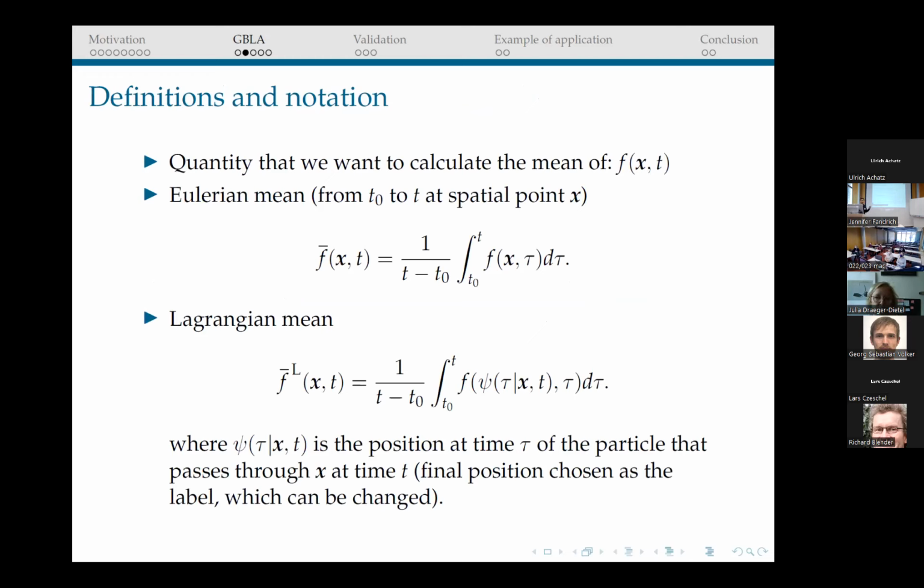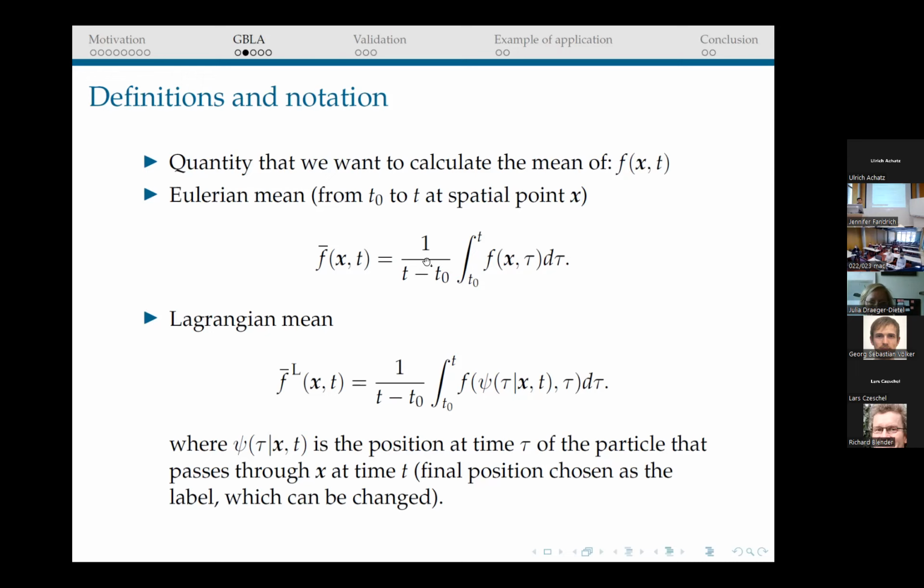Let's say the quantity we want to take the mean of is f, and it's defined over the space x and time. It can be temperature, velocity, vorticity, whatever. And then the Eulerian mean can be defined simply as this integral, which is 1 over the averaging interval times the integral of the value of f at point x during this interval.